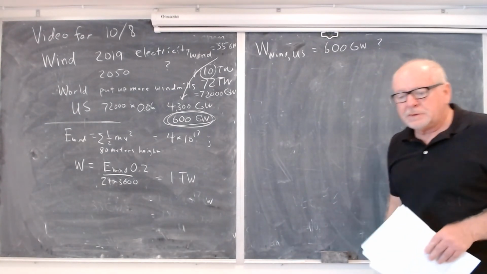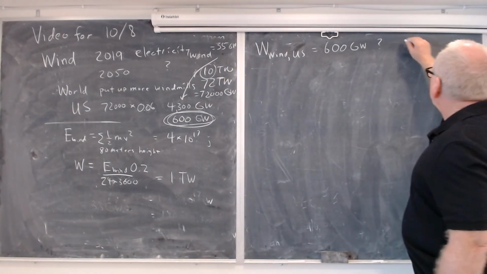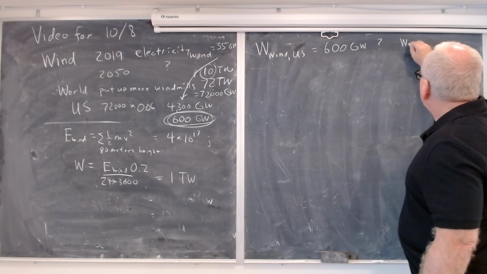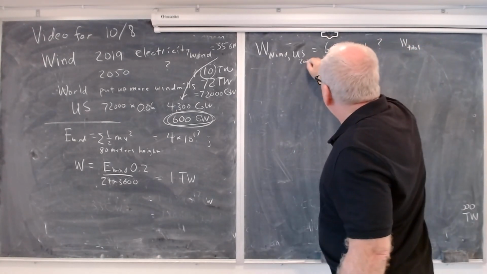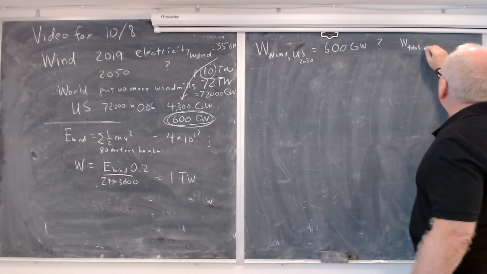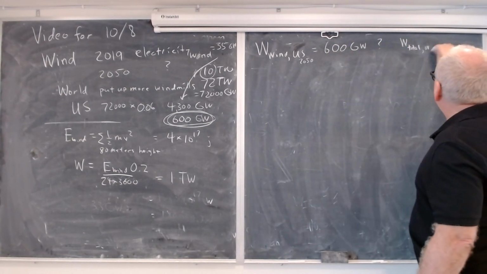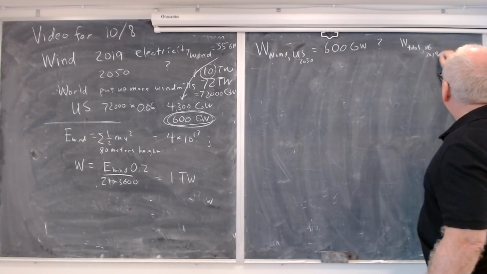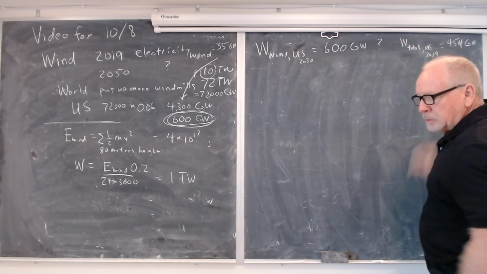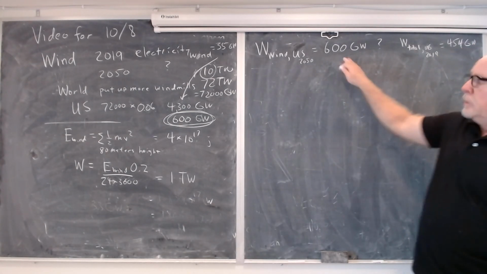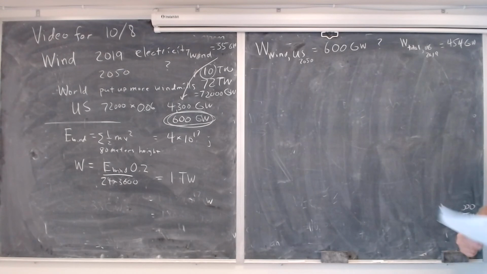Okay, so first of all, right now in the year 2050, W total. A lot of subscripts here. The total electric power in the U.S. in the year 2019, we just went through, is 454 gigawatts. So it's saying we could get all of our electric power from wind, in principle. Now, why wouldn't we be able to do that?